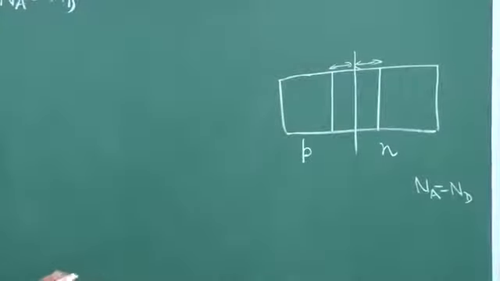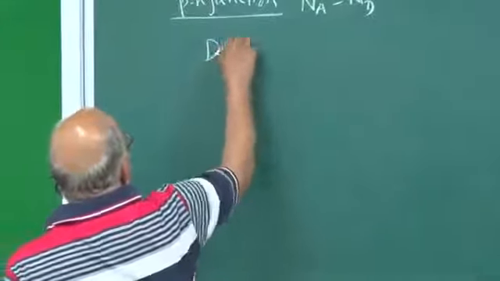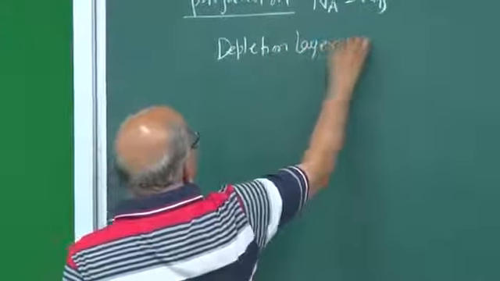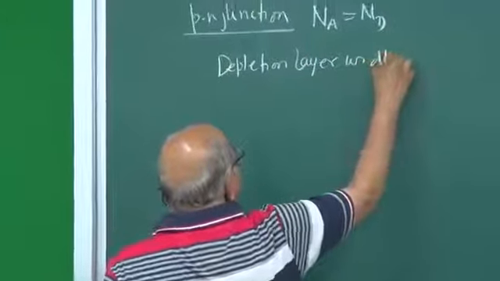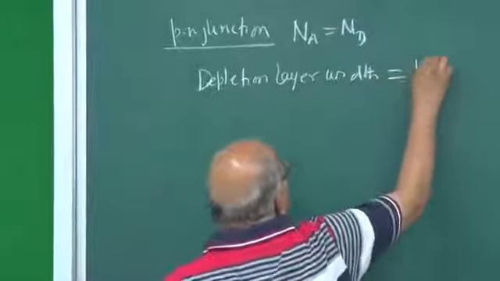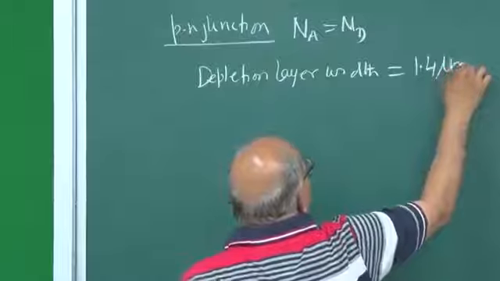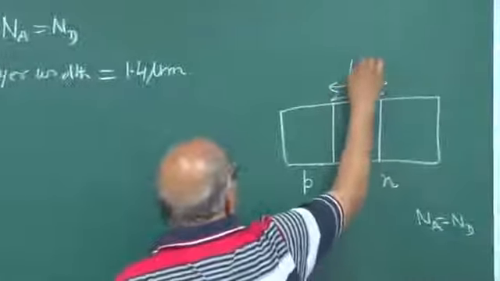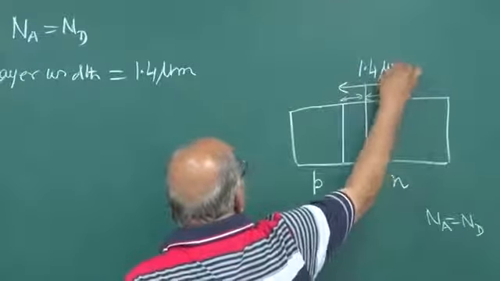The depletion layer width is 1.4 micrometers. Okay, so the depletion layer width is given, 1.4 micrometers. So this whole length is 1.4 micrometers. That is given.